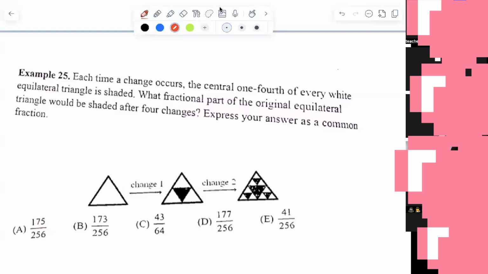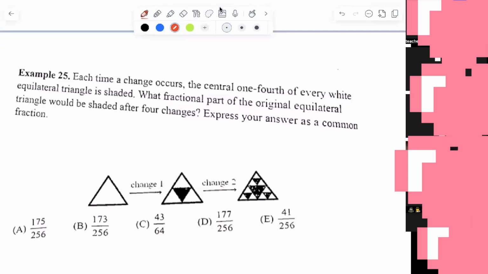What do you need help with? The answer is A, so let's get started.